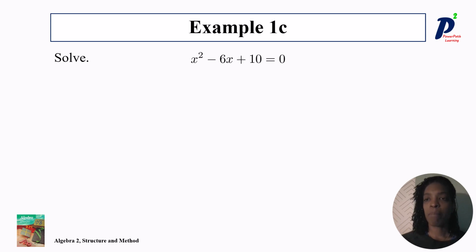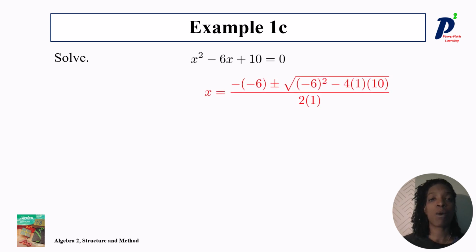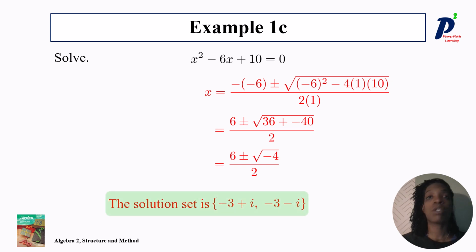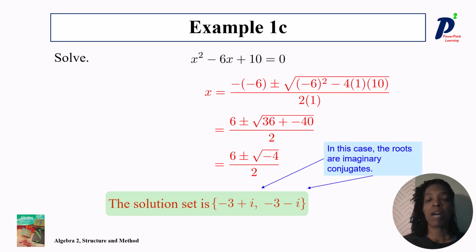To solve x squared minus 6x plus 10 equals 0, again, make sure everything's on the same side. My values of a, b, and c: a is 1, b is negative 6, and c is positive 10. Plug that into my quadratic formula. Simplify. And I have a negative number underneath my radical. My discriminant is actually negative. I'm going to simplify using our properties of complex numbers, and our solution set is negative 3 plus i and negative 3 minus i. Now, in this case, the roots are imaginary conjugates.